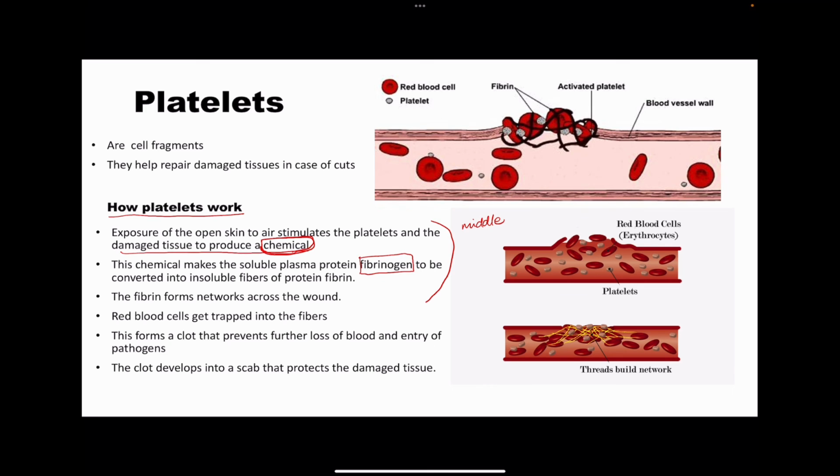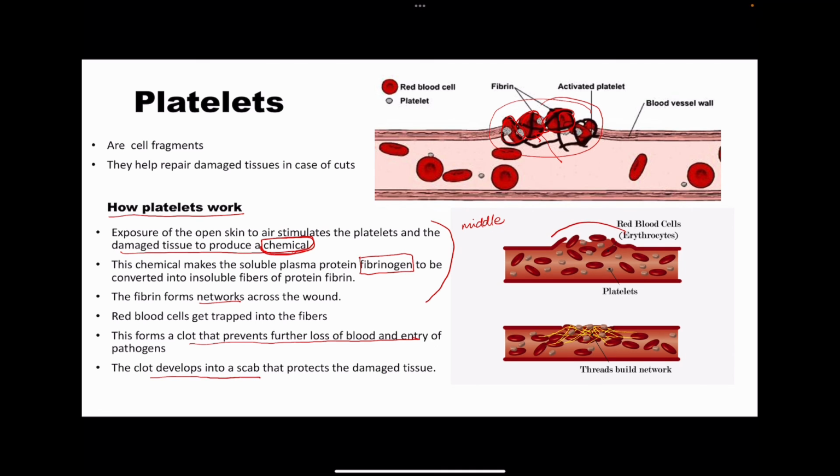The fibrin forms a mesh or a network like this one here. You can see that mesh-like structure around the wound or around the open area, and the red blood cells will get trapped in that area. Again, you can see those red blood cells, that one, and that one. They are trapped by the fibrin around that area, and when this occurs, it forms a clot that prevents further loss of blood, and it also prevents the entrance of other pathogens that could infect or cause problems to the damaged area. The clot develops into a scab that protects the damaged tissue.